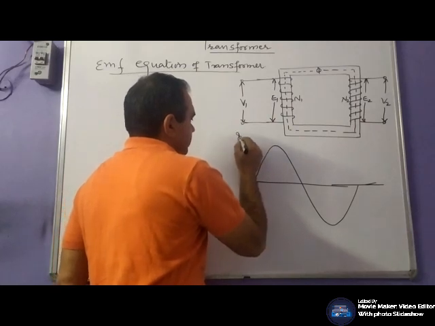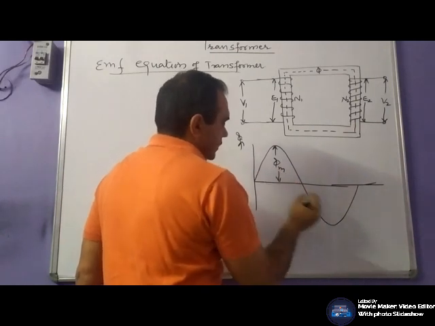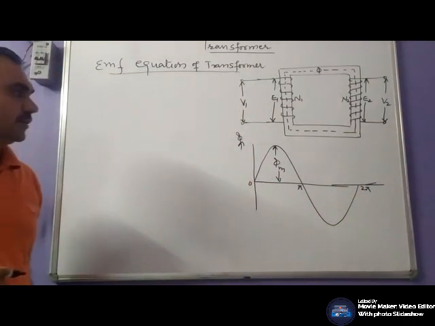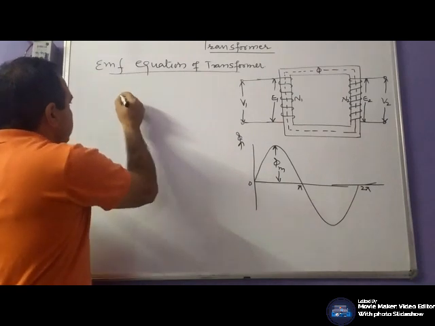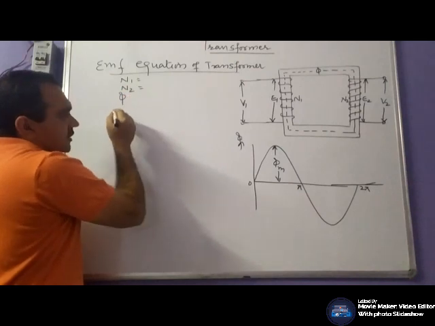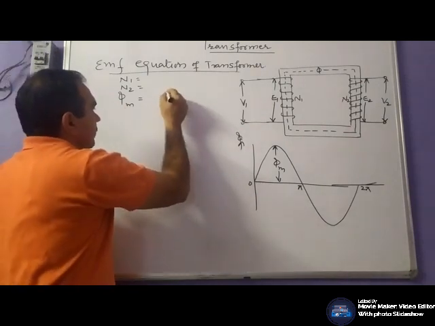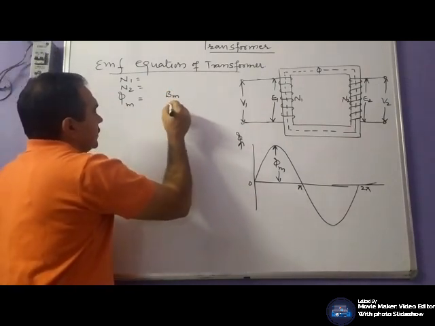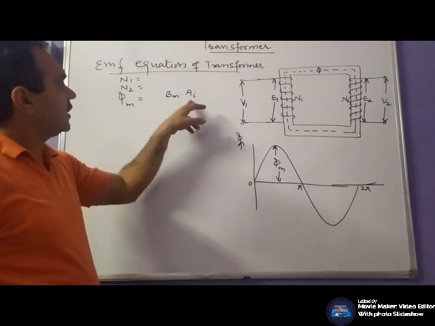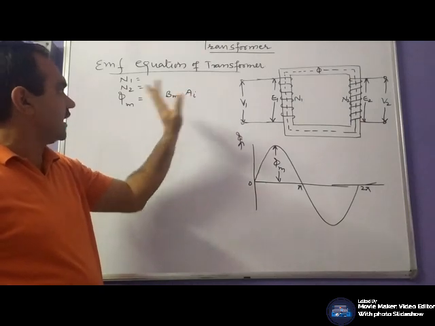Let this be the flux. This will be the maximum flux in the positive direction, 0, pi, 2 pi. And phi m is the maximum flux, N1 be the number of turns in the primary, N2 be the number of turns in the secondary winding. Find the maximum flux in Webers, Bm into Ai, where Ai be the cross-sectional area of this iron core, Bm be the magnetic flux density.